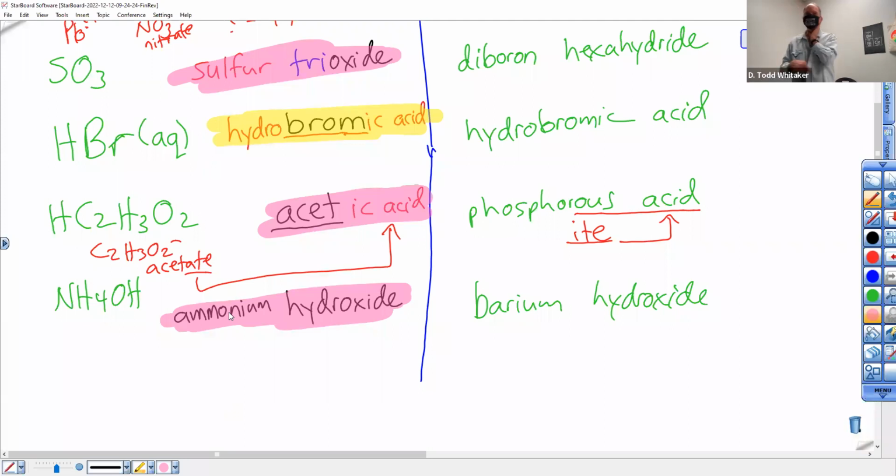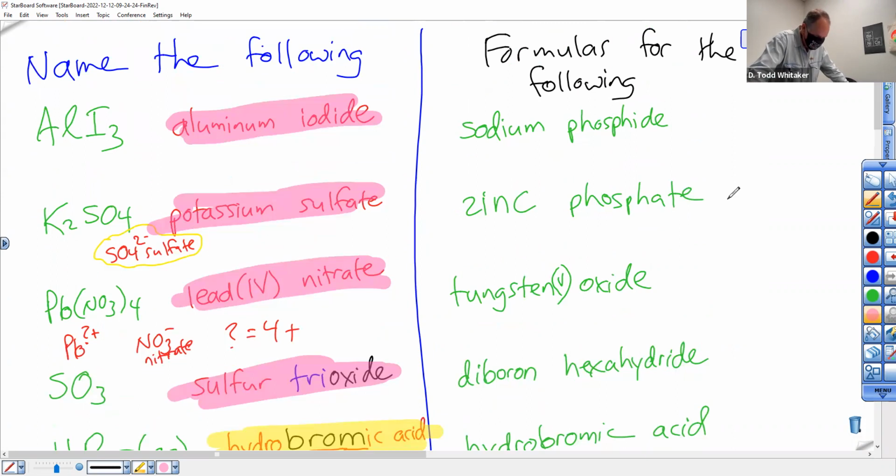Yeah. Doesn't have a metal cation, does it? Ammonium's the only one that does that. Okay. Having fun yet? Naming's not fun, but it's necessary. Sodium phosphide. Hey, that's a binary. Binary because it's just an atom and an element ending with "ide."